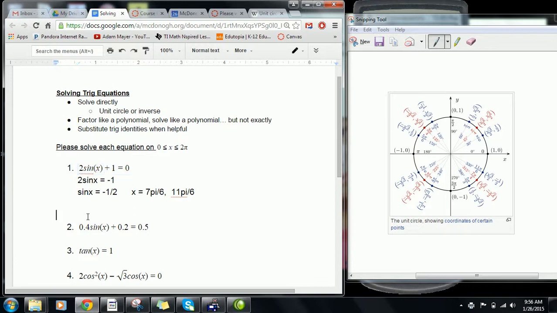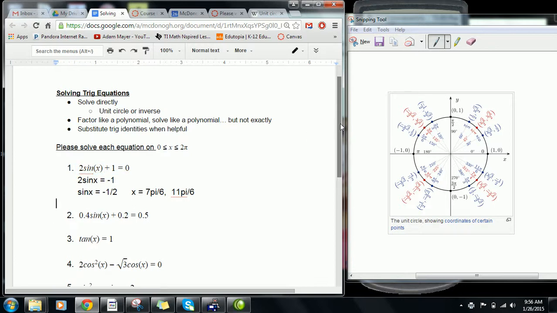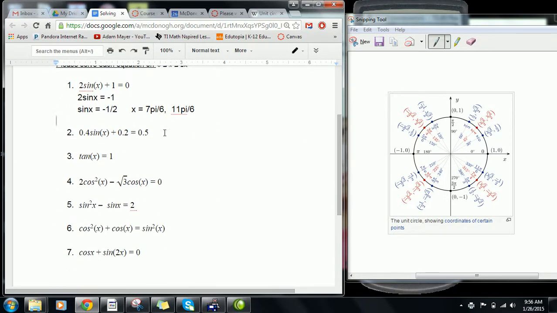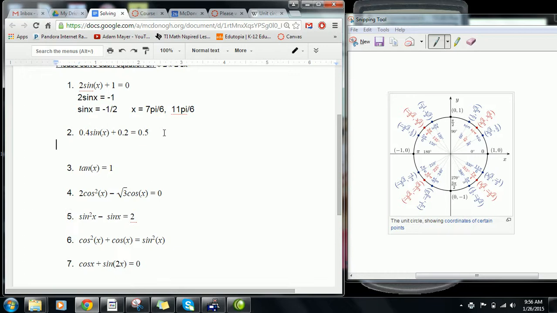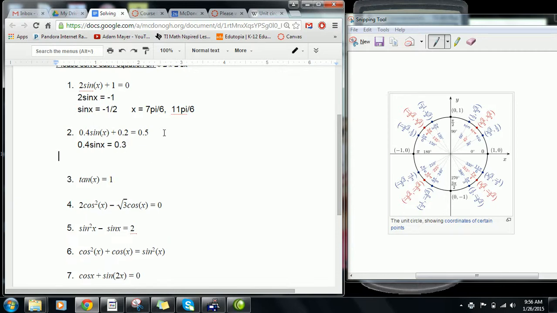The second one is very similar, however the numbers are a little messier, so we're going to solve in a similar fashion. I'll subtract 0.2 and divide by 0.4. Your first step would be 0.4 sine x equals 0.3, and I'm going to divide both sides by 0.4, so basically we get 3/4.